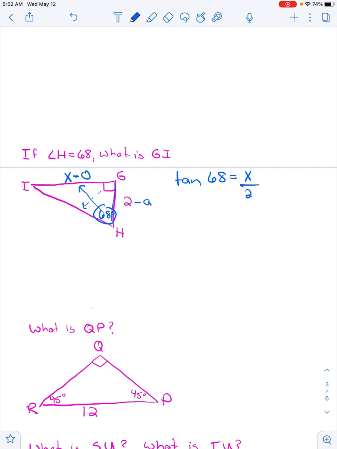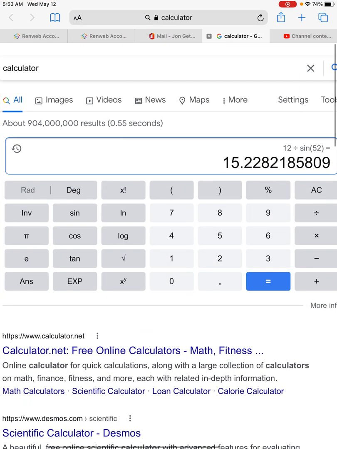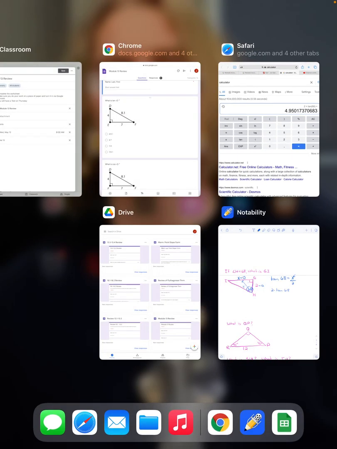So again, variables on top, so I times. So 2 times tangent 68 equals 4.95, so that rounds to 5.